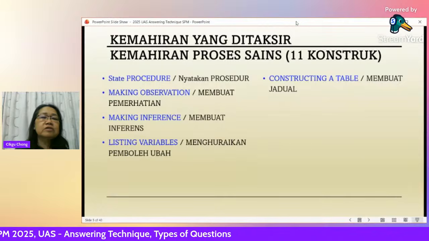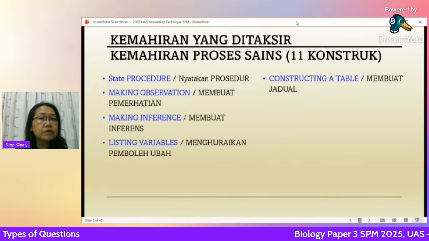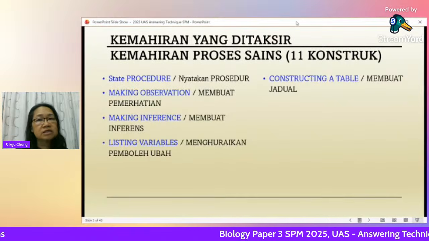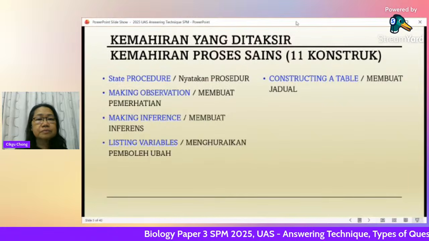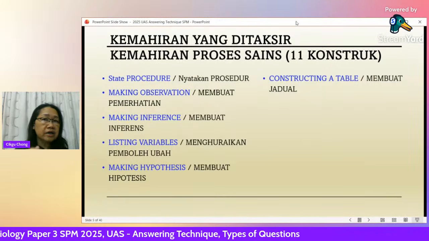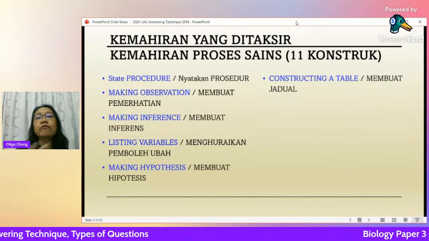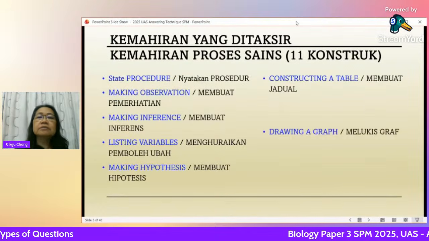Listing variables: you need to know how to list out all the three variables: MV, manipulated variable, responding variable, and constant variable, or fixed variable. Next, making hypothesis. You need to know how to write a correct or acceptable hypothesis for your experiment. Next, drawing a graph.